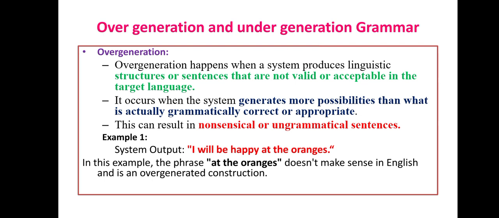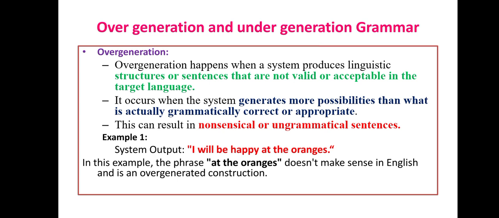Right? So in the formation of sentences, sometimes it may go in different ways. That is over-generation and under-generation. Over-generation happens when a system produces linguistic structures or sentences that are not valid or acceptable in the target language. That is, it goes on producing sentences, but the sentences may not be as per the language. Sometimes we may reject it because, although the language may be correct, there may be some grammatical mistakes because of which we reject it. It occurs when the system generates more possibilities than what is actually grammatically correct or appropriate.